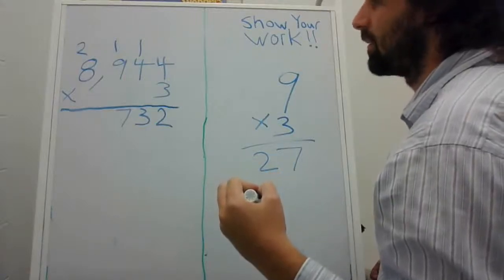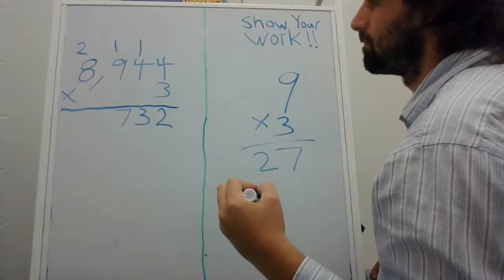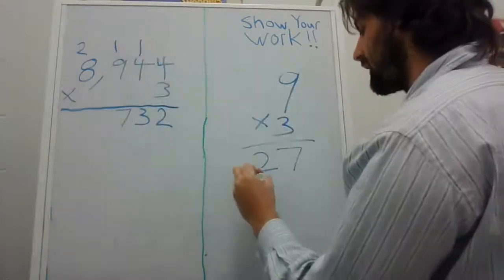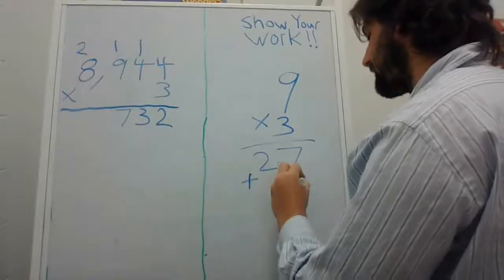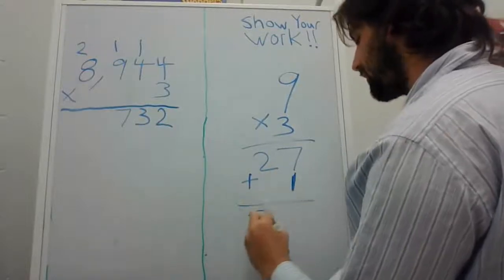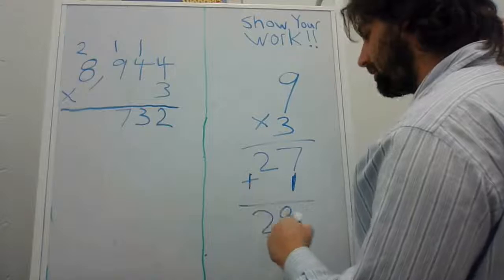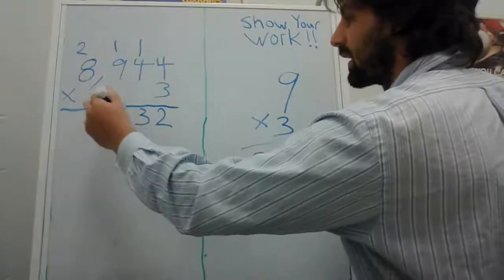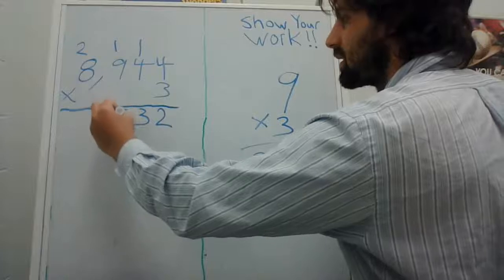Oh, but I forgot something. 9 times 3 is 27, but I forgot to add the one that we carried over. See, even grown-ups make mistakes. 27 plus 1 is 28. So the 8 is going to be in the hundreds place, and then the 2 is going to get carried over to the thousands place.